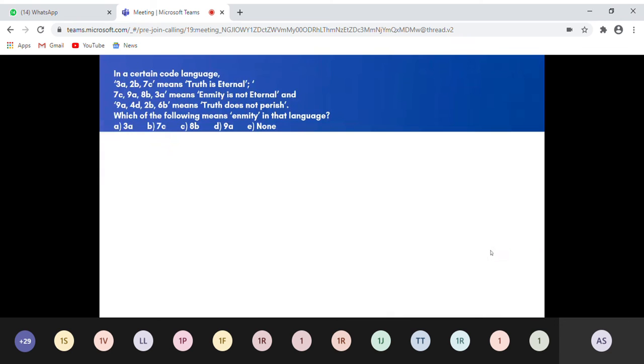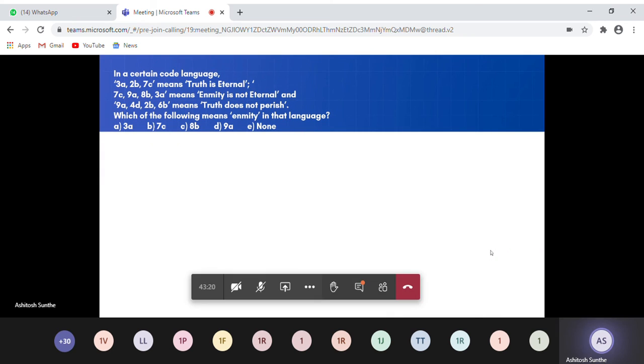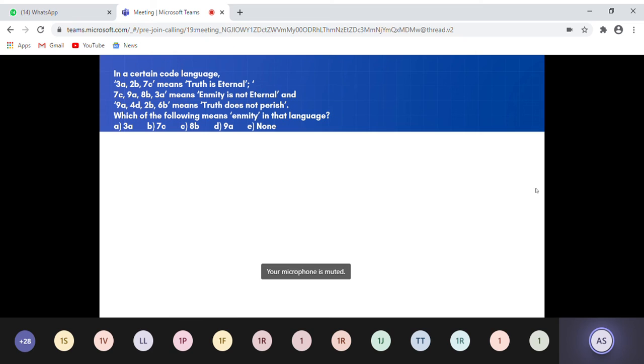Swangi, Aditya, Sneha, Rida, Anmol, Rajesh, Akash, Sunil, Faisal. Okay.